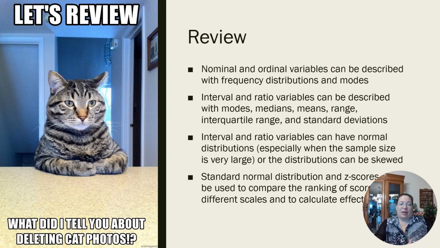So in review, over the past 2 weeks, we know that nominal and ordinal variables can be described with frequency distributions and modes. Meanwhile, interval and ratio variables can be described with modes, medians, means, range, and standard deviations. Interval and ratio variables can also be normally distributed, or their distributions can be skewed, which impacts how reliable things like medians and means are going to be. The standard normal distribution and z-scores can be used to compare the ranking of scores on different scales and to calculate effect sizes.